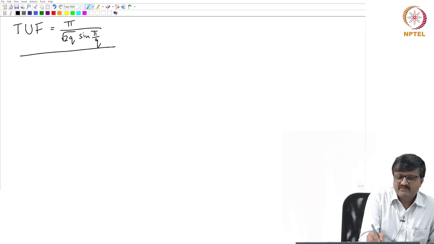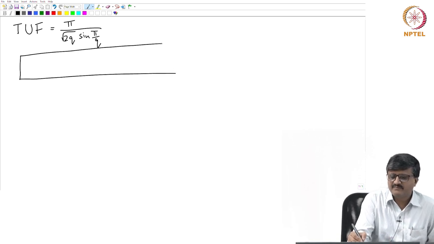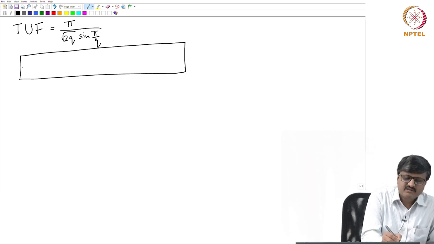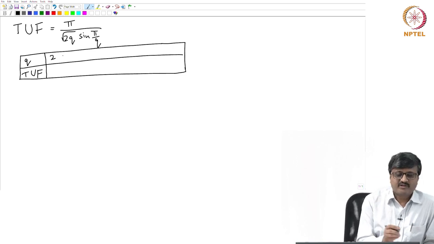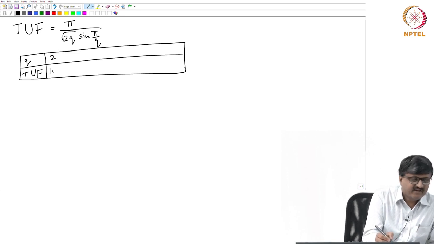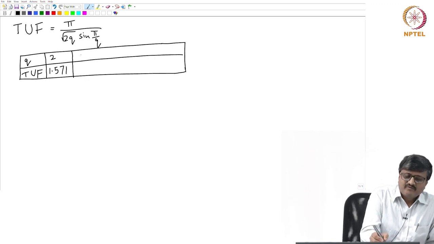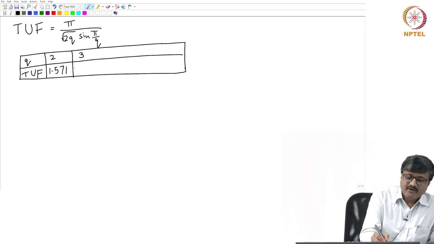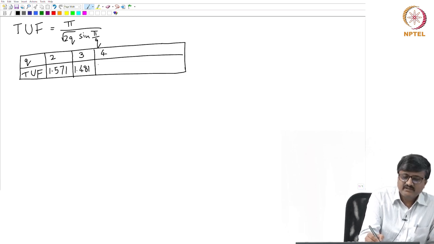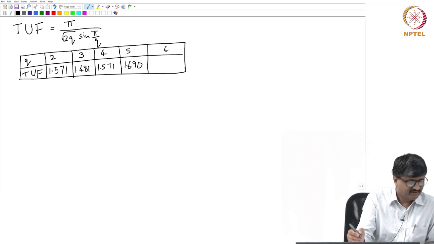So, what I will do is give the value of TUF for different values of q. Suppose I take different values of q and also get the values of TUF. The first value of q is 2. So, for q equal to 2, TUF can be calculated, it is 1.571. For q equal to 3, just substitute in the expression, 1.481. For q equal to 4, it is 1.571. For q equal to 5, it is 1.690. For q equal to 6, it is 1.814.